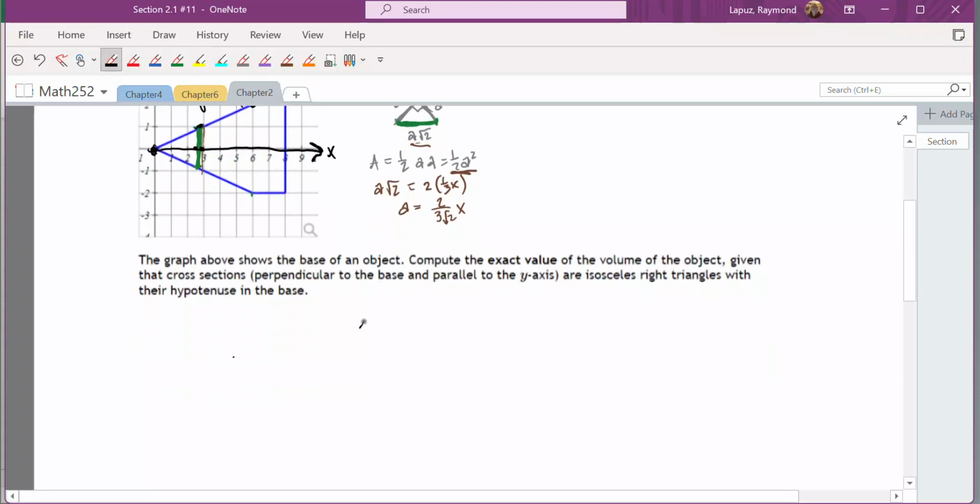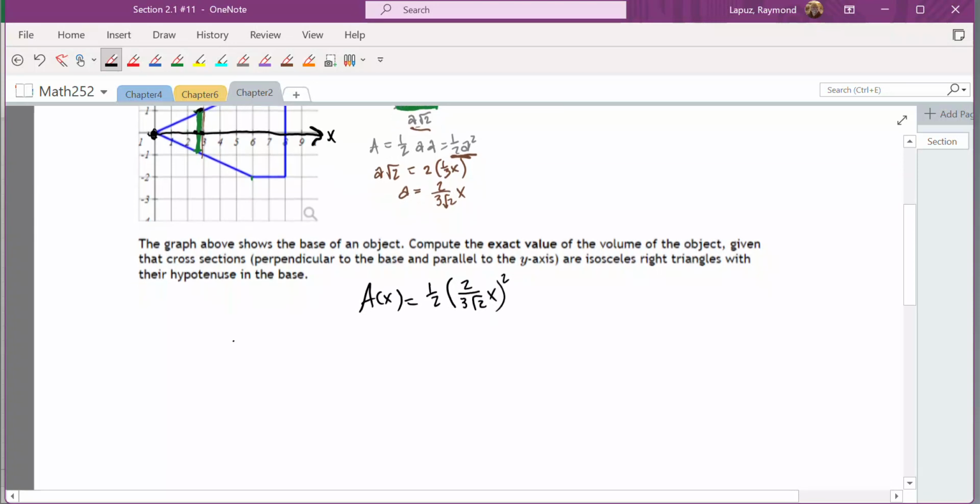So the area for these triangles will be a function of x. It'll be 1/2, and then it's going to be a squared. A is equal to 2 over 3√2 times x quantity squared. And we can do some simplifying if we want.